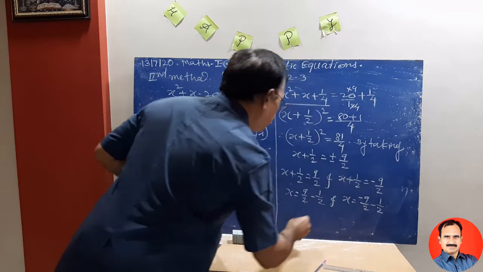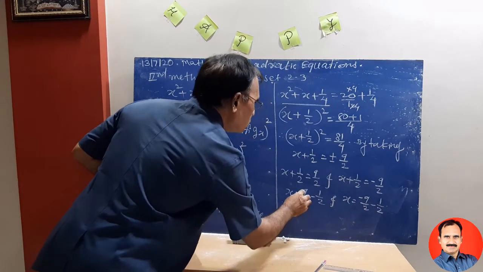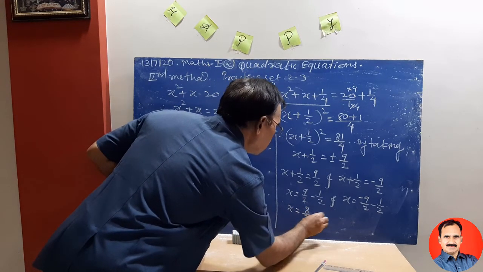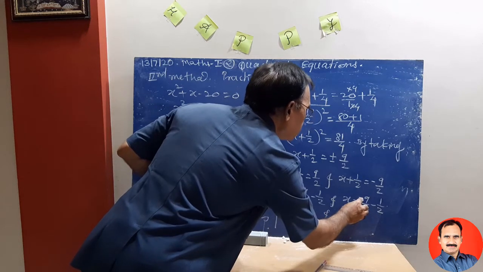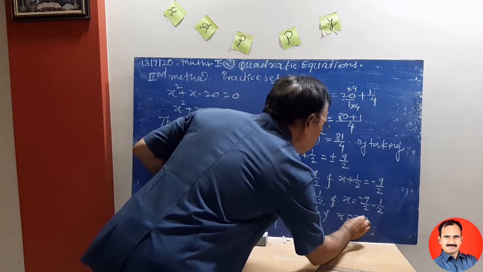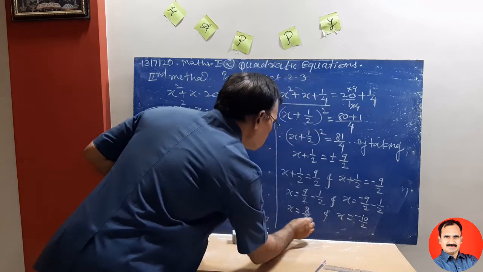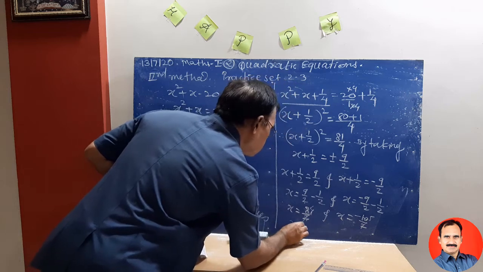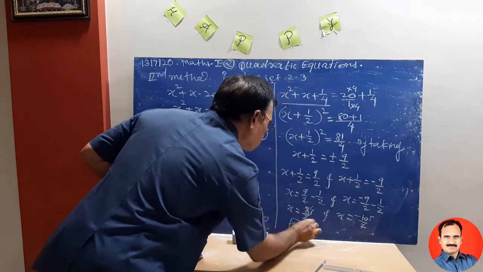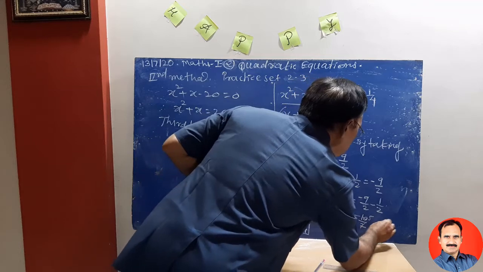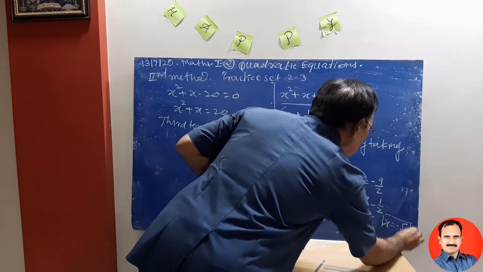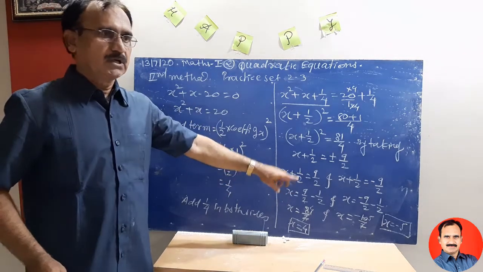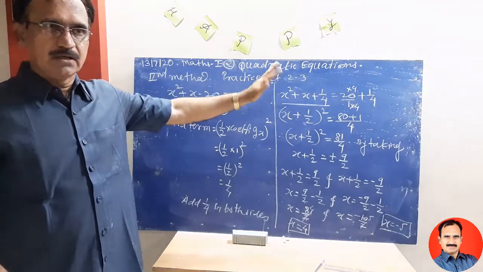Here x is equal to 9 minus 1, which is 8 upon 2, and here minus 9 minus 1 is minus 10 upon 2. 2 fours are 8 and 2 fives are 10, so x is equal to 4, and here x is equal to minus 5. These are the roots of the given quadratic equation. That means our solution set or roots of this quadratic equation are the same, but the method is different.